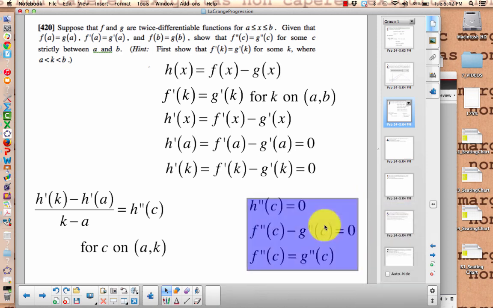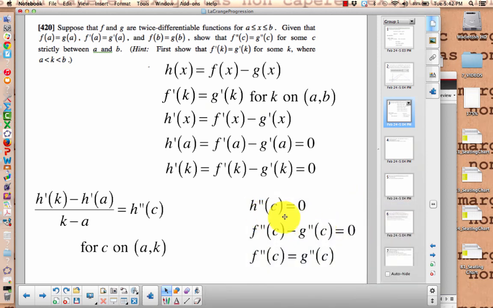Who is h double prime of c? Well, h double prime of c would be f double prime of c minus g double prime of c. That's equal to 0. Add g double prime of c to both sides, and you get the second derivative of f at c is equal to the second derivative of g at c. And c is a number that's between a and k, which is also between a and b.